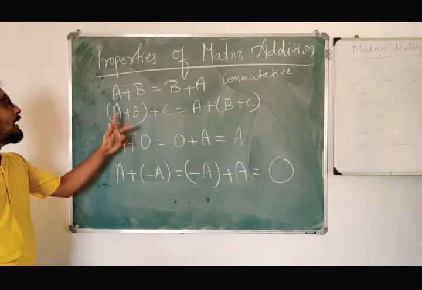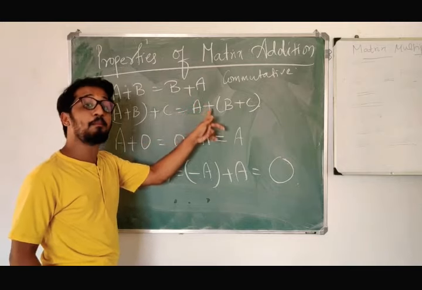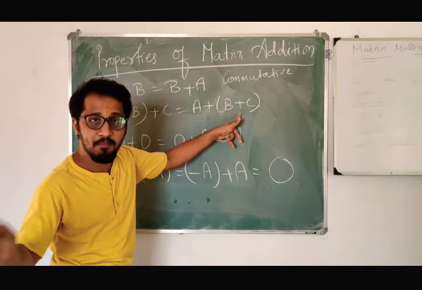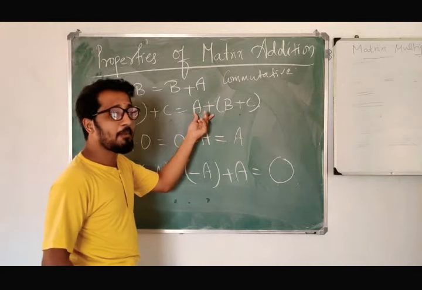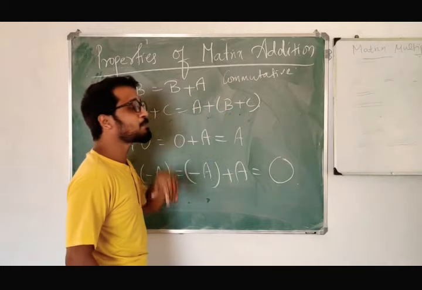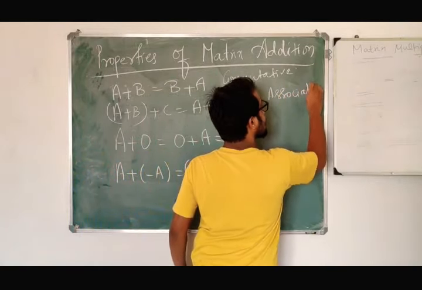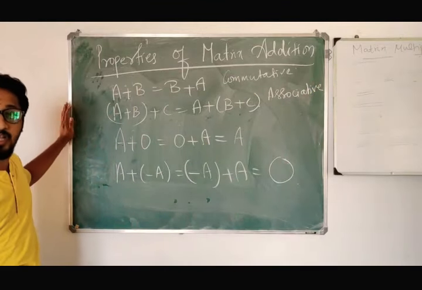Now the second one: A plus B plus C is equal to A plus B plus C. For any three matrices A, B, C of the same order, (A plus B) plus C is equal to A plus (B plus C). This property is known as the associative property. That means matrix addition is associative.